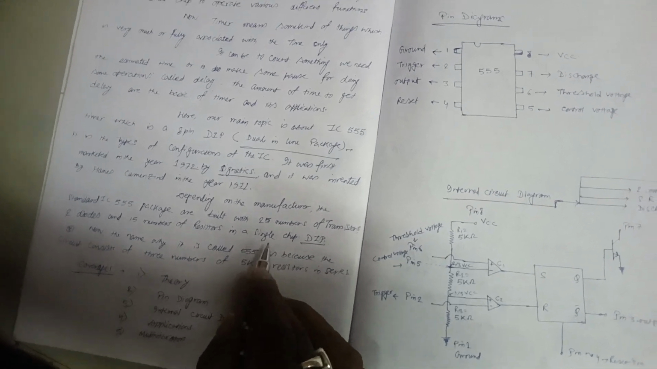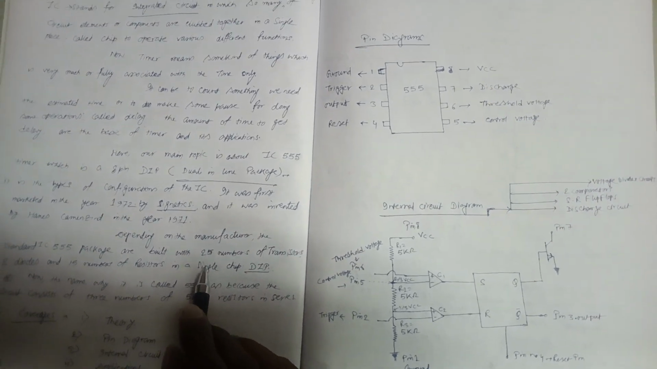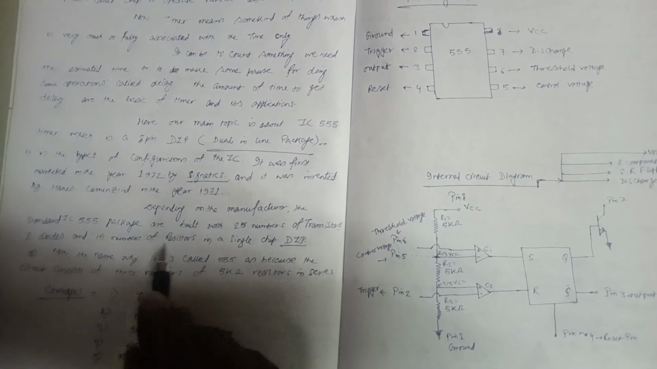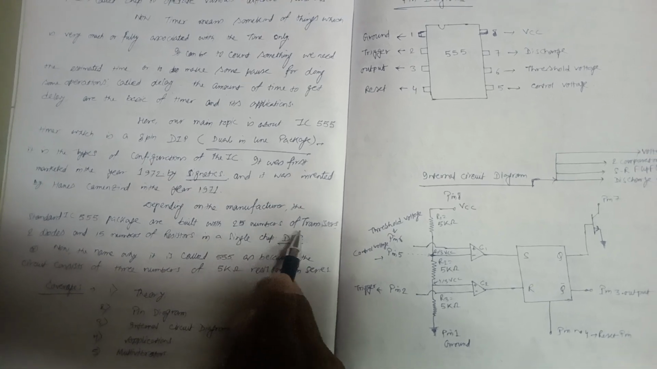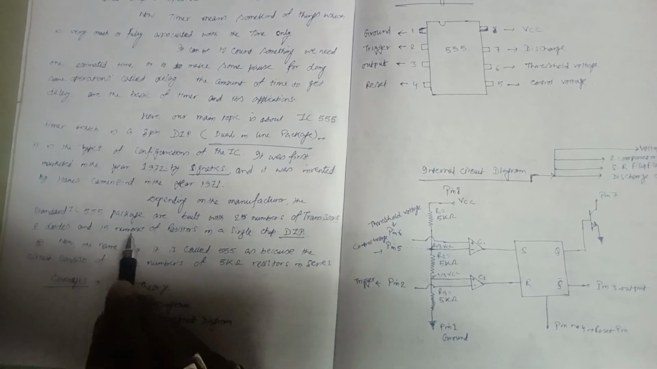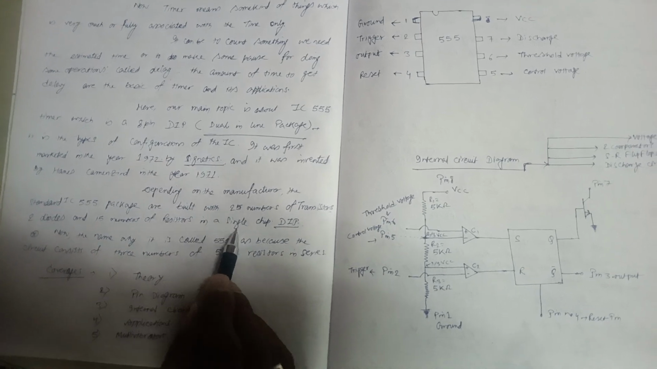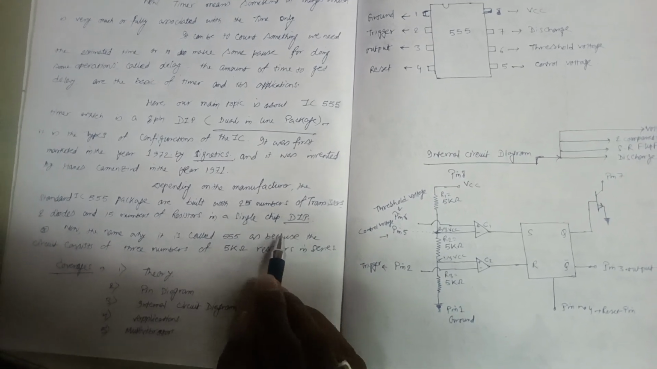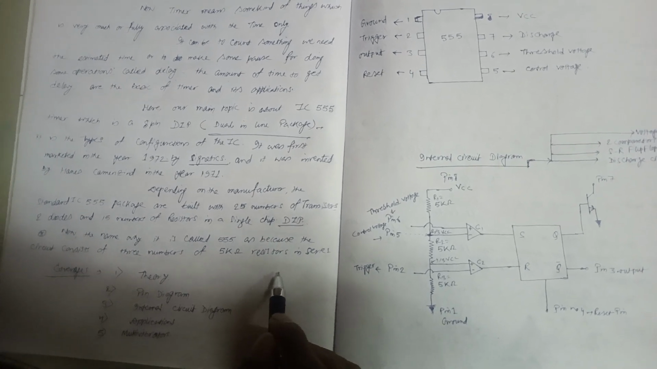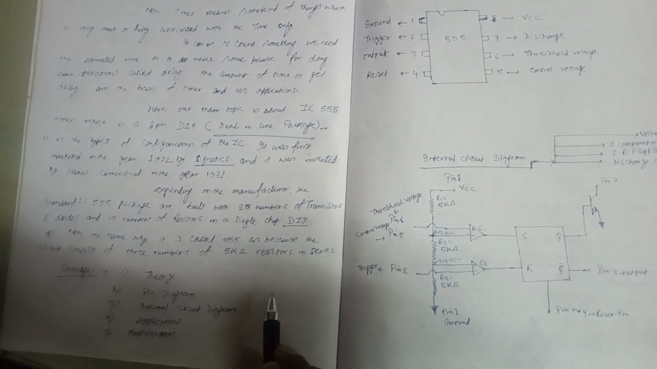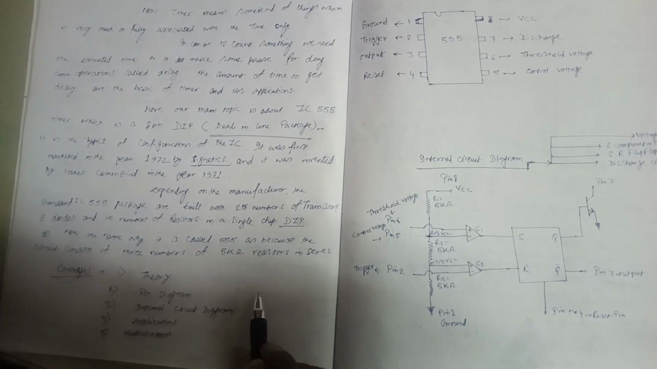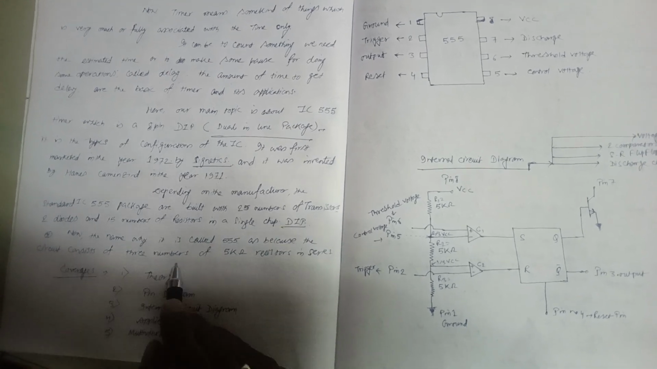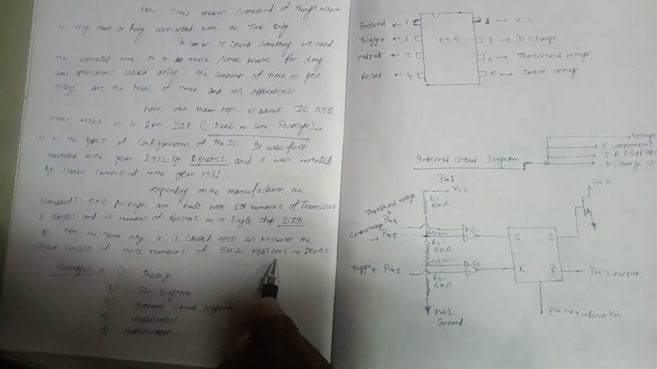Now, depending upon the manufacturer, the standard IC 555 package is built with 25 transistors, 2 diodes, and 15 resistors in a single chip. That is DIP, dual inline pin package. Now, why does the name 555 come? Why not 666 or 888? Because the circuit consists of 3 resistors of 5 kilo ohm in series.